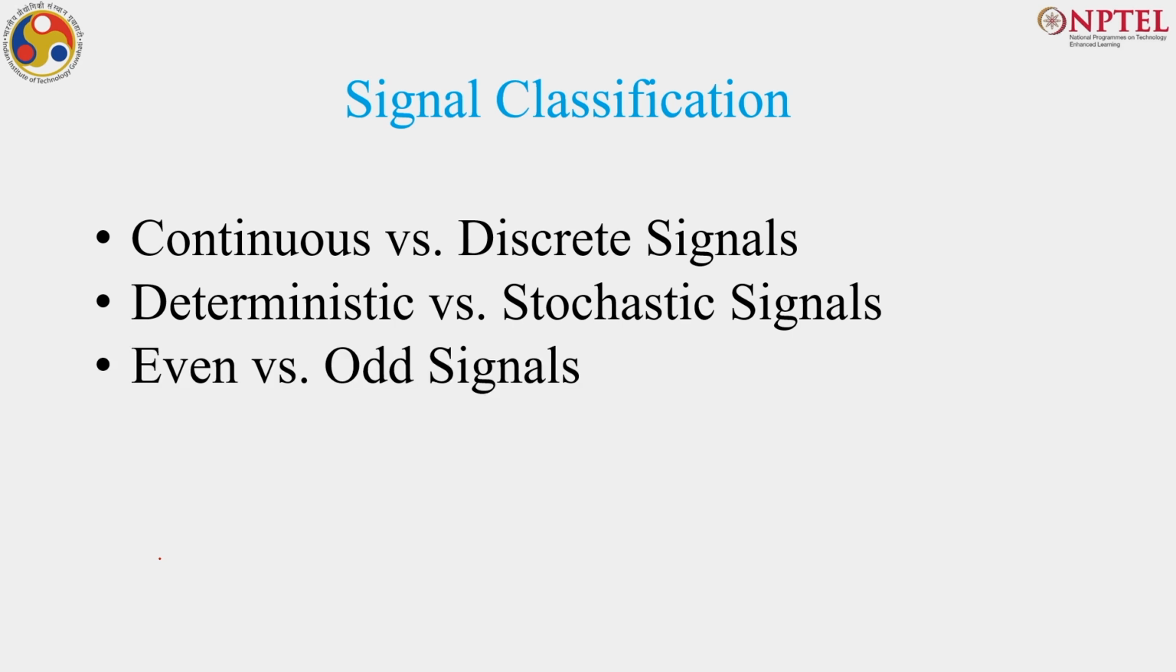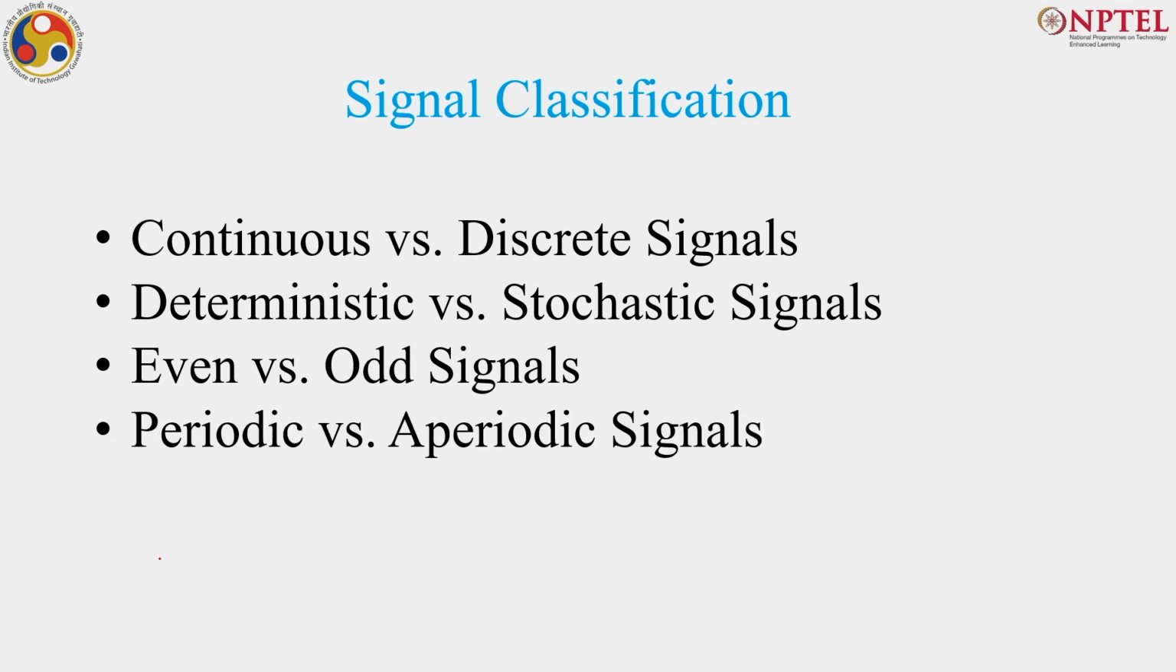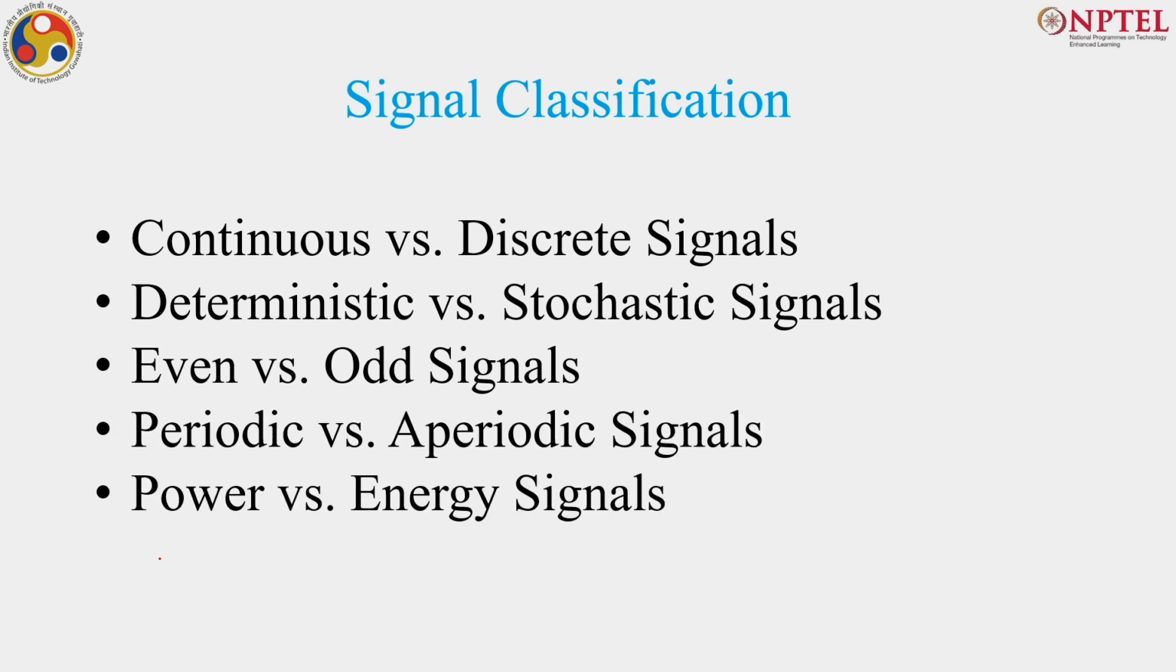We will slowly discuss each of these classifications. Let us just know what the main classifications are. The next is even versus odd signals. Another is periodic versus aperiodic signals, and then power versus energy signals. Now, again, as I said, since this is a discrete time or digital signal processing based course, we will discuss all 4 categorizations, apart from continuous versus discrete, specifically for discrete time or digital signals.